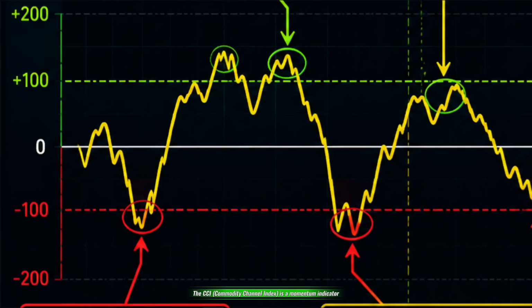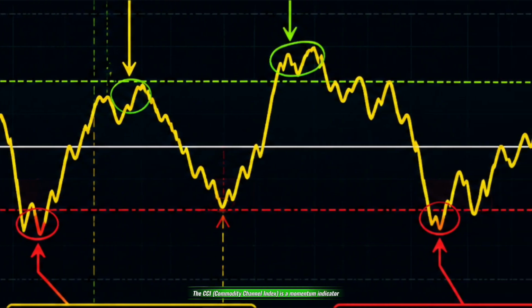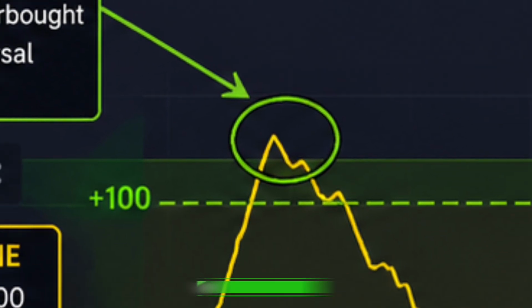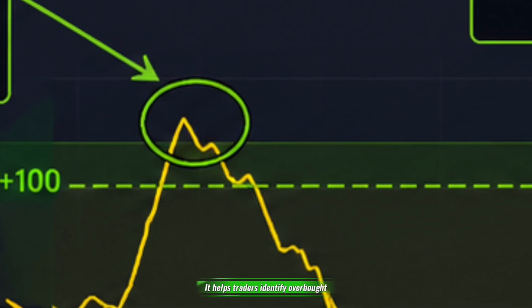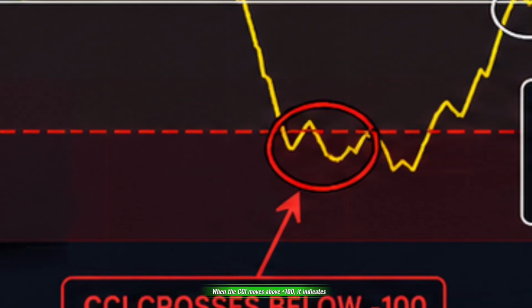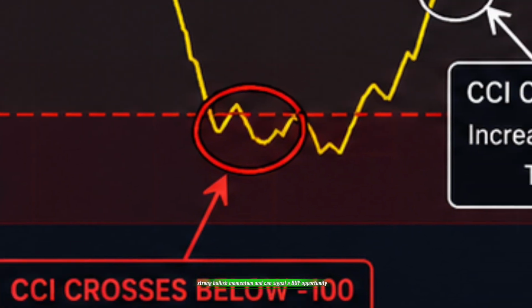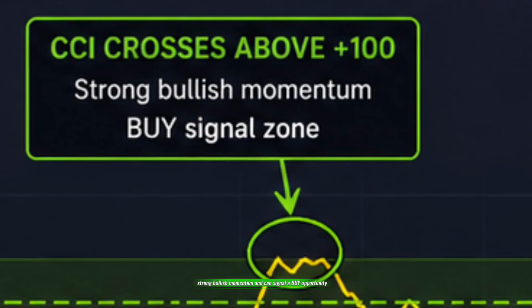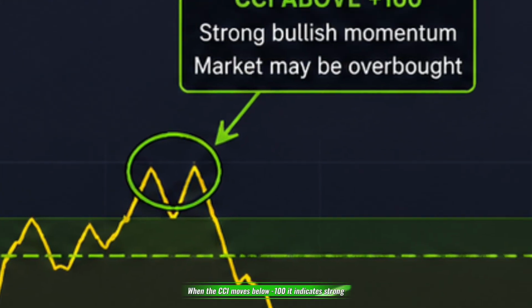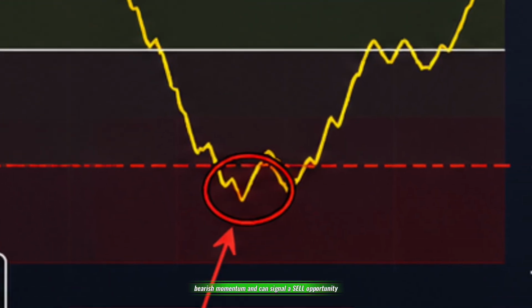The CCI Commodity Channel Index is a momentum indicator that measures how far the current price is from its average price. It helps traders identify overbought and oversold market conditions. When the CCI moves above 100, it indicates strong bullish momentum and can signal a buy opportunity. When the CCI moves below 100, it indicates strong bearish momentum and can signal a sell opportunity.